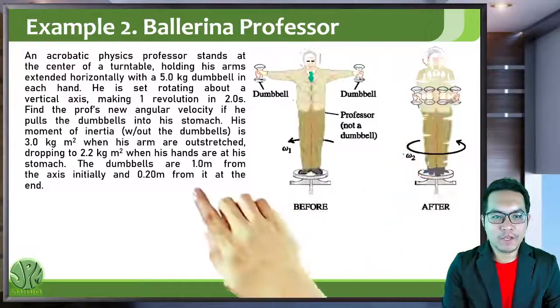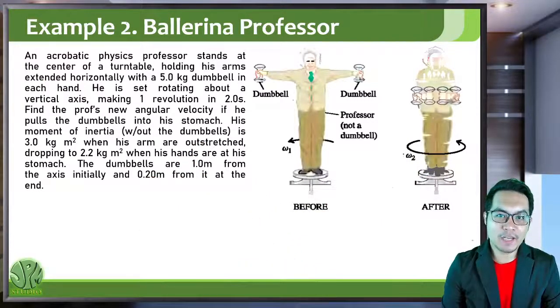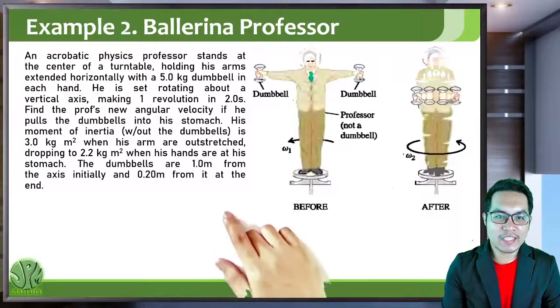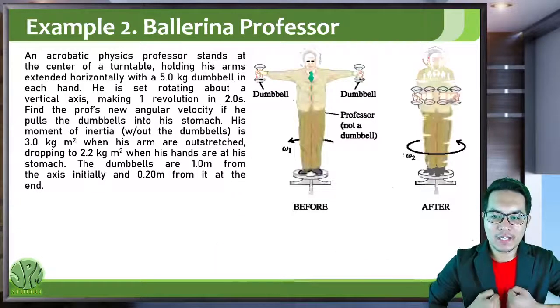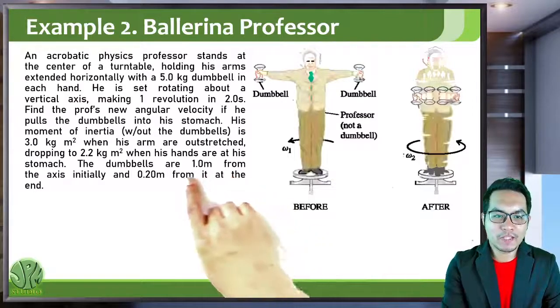So his moment of inertia without the dumbbells is 3 kilogram meter squared when his arms are outstretched. And his moment of inertia becomes 2.2 kilogram meter squared when his hands are at his stomach. So the dumbbells are 1 meter from the axis initially.